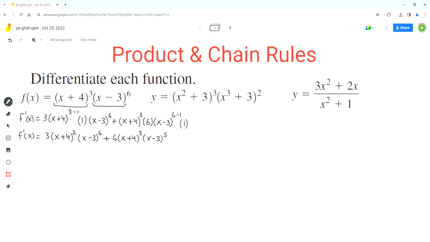Now we can simplify this expression by doing common factoring. So from these two terms, first we can common factor 3, then we can common factor (x plus 4) squared, and then we can common factor (x minus 3) exponent 5. And now we are left with x minus 3 from the first term, because the first term has (x minus 3) exponent 6, and from the second term we are left with 2 and then parentheses (x plus 4).